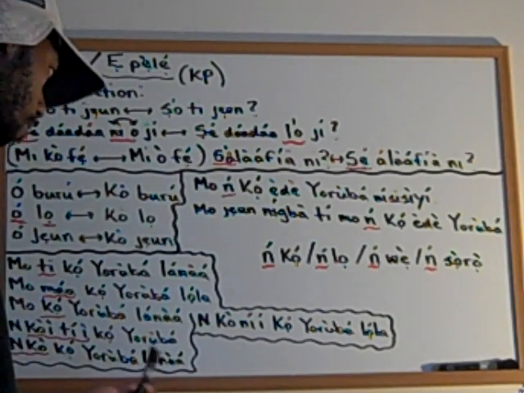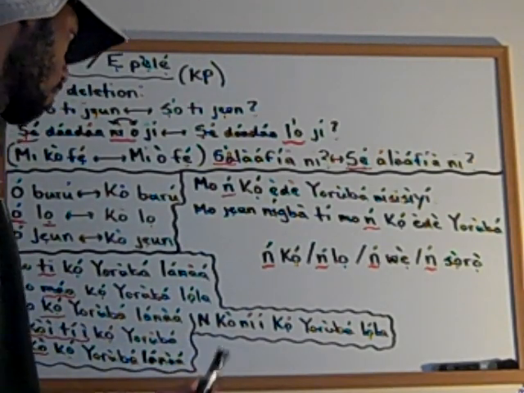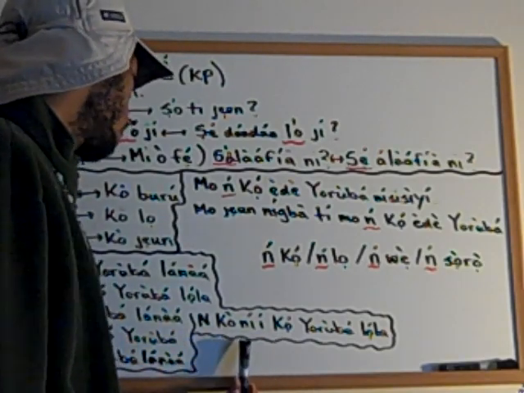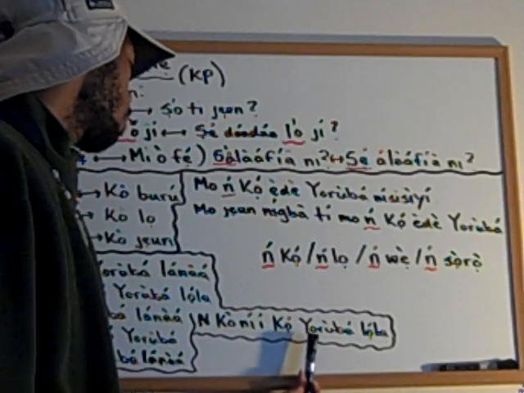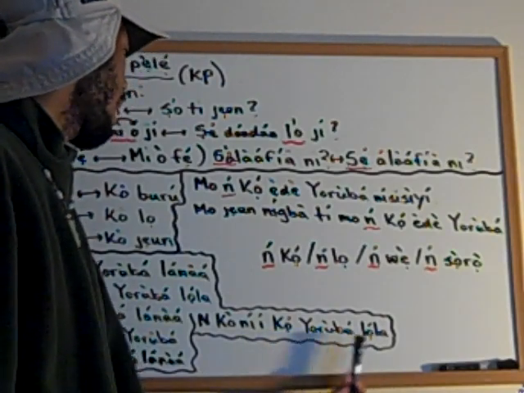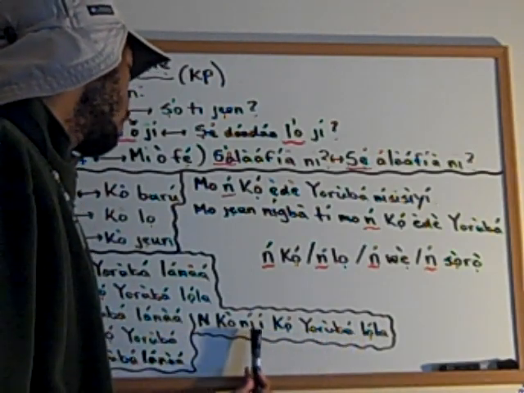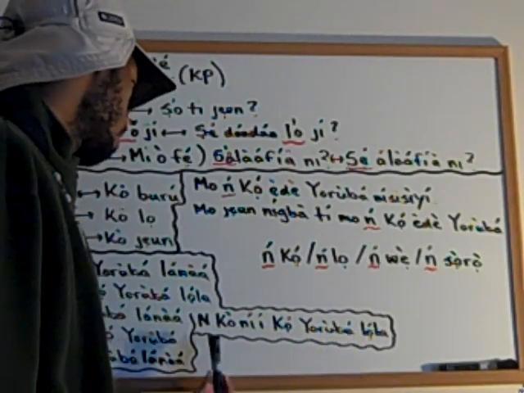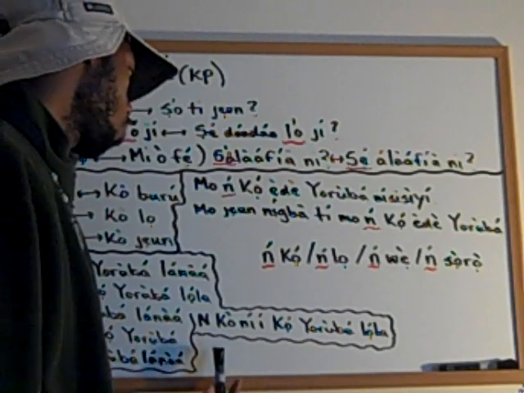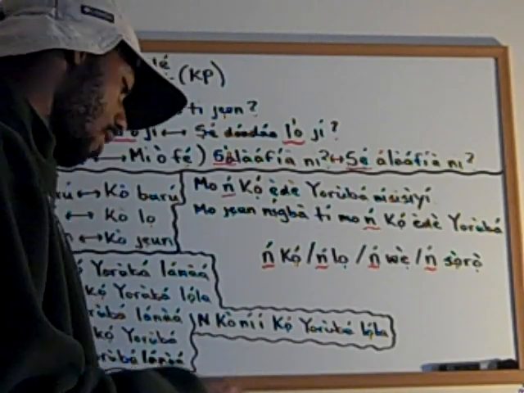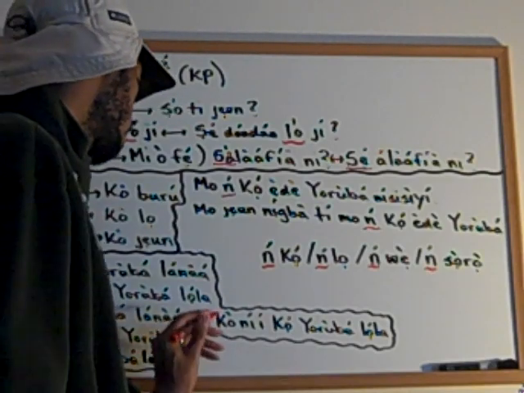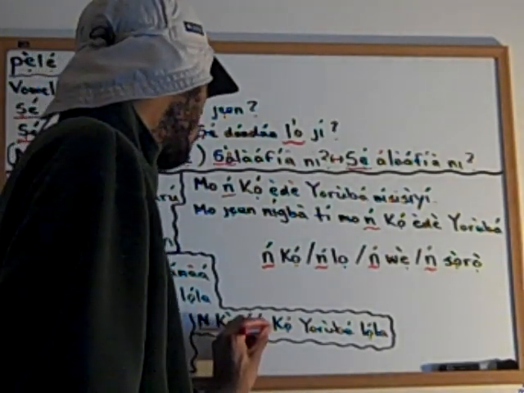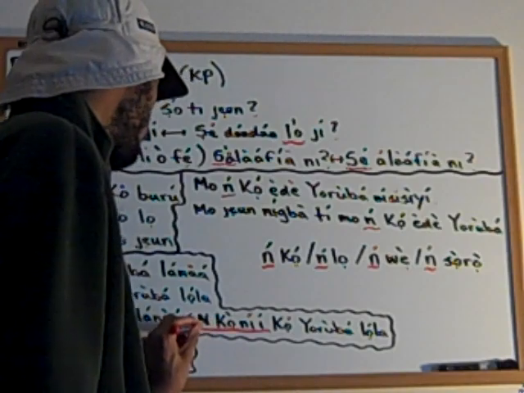All right. Now this is the one I've mixed it up with. Nko ni ko Yoruba Lola. So this is I'm not going to study Yoruba tomorrow. Okay, so now you have I'm not going to. Nko ni. So that's I'm not going to.